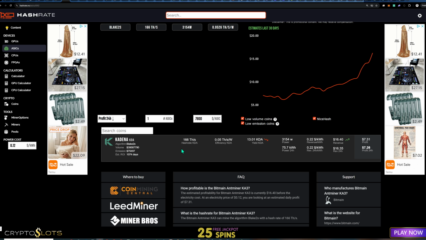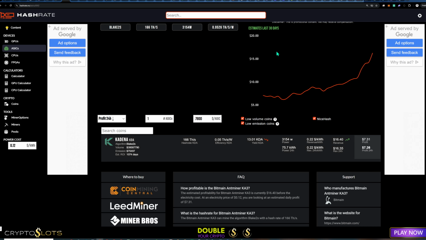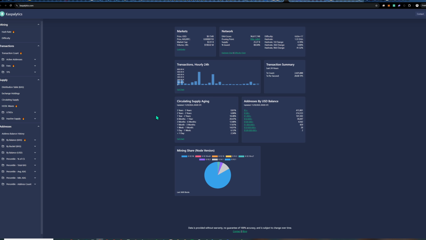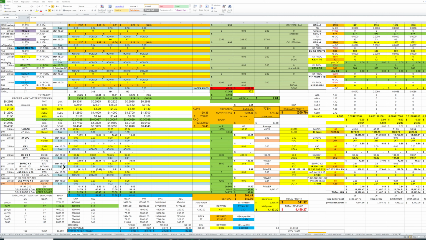If you think about it, you're gonna make a little more Kadena, so I should make 13 Kadena a day if it's 166, and if it's 173, probably a little bit more. So I should turn it back on and see what I'm making. I'll probably start doing that for my KA3. 166 terahash, so I'm gonna add it here on my list. 166 terahash, hopefully that's what it is. I need to find what pool I'm doing for Kadena.